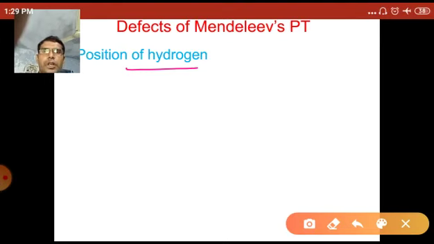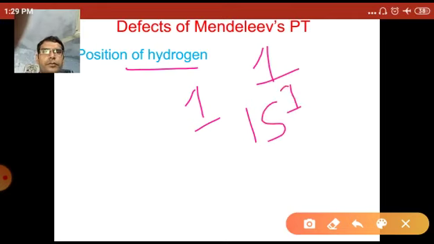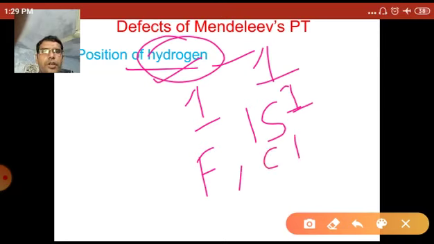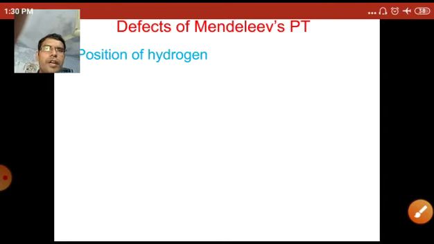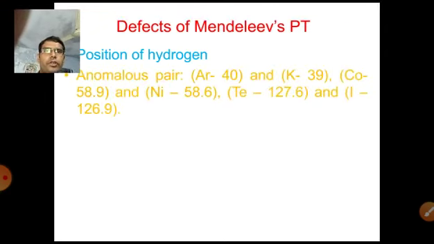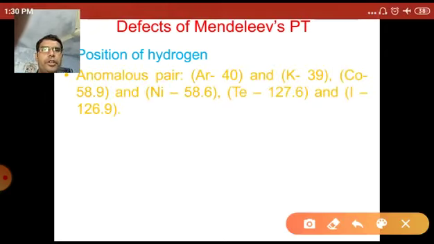Hydrogen is a non-metal, hydrogen has valency 1, and hydrogen has only 1 electron, so its electronic configuration is 1s1. In the Mendeleev periodic table, hydrogen is arranged with fluorine, chlorine and bromine, that means the halogen elements. So Mendeleev did not give a suitable position for hydrogen. The next defect of the Mendeleev periodic table was the anomalous pairs.